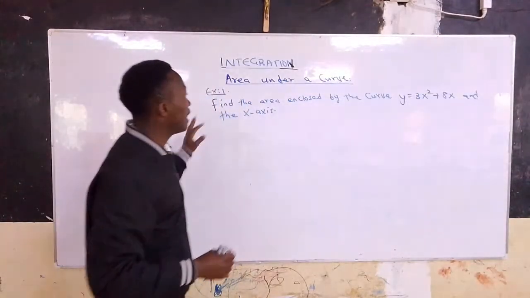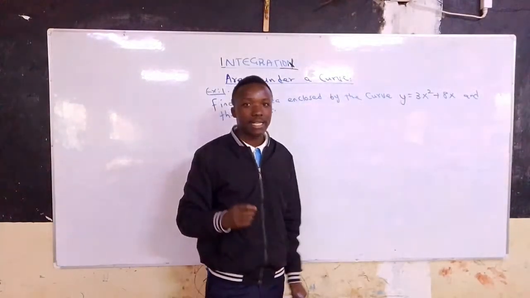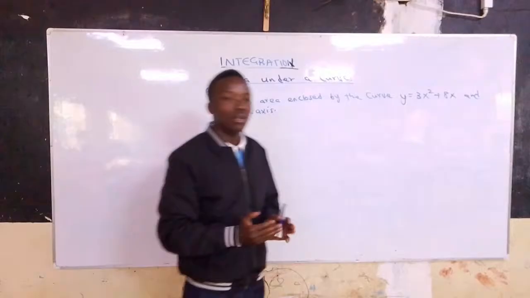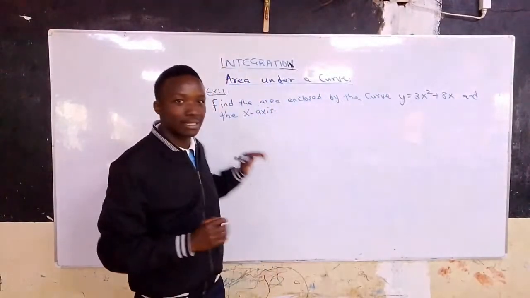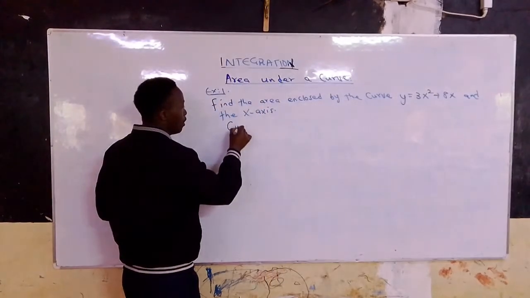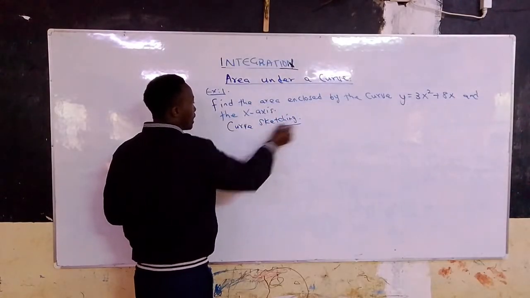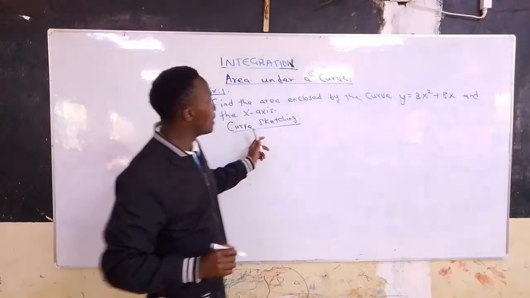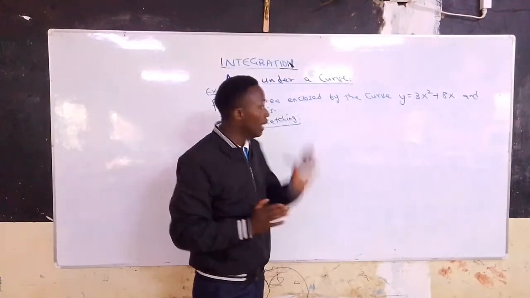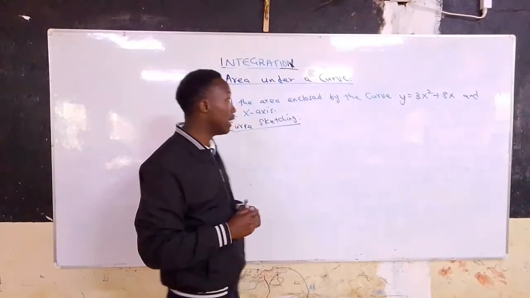We are supposed to determine the area enclosed by the curve y is equal to 3x squared plus 8x and the x-axis. So for us to be able to determine that area, which is bounded between the curve and the x-axis, we need to sketch our curve. So the first thing we are going to do in this question is what we call curve sketching. Once we sketch our curve, we will be able to determine that area bounded under the curve y is equal to 3x squared plus 8x.